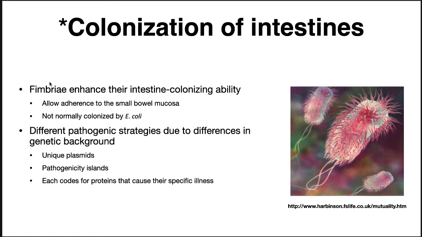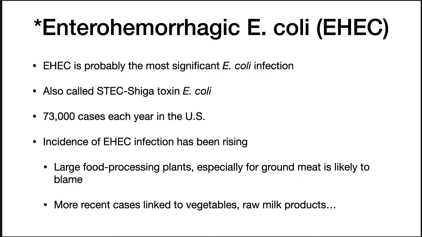EHEC is probably the most significant E. coli infection. It's also called STEC, or Shiga toxin E. coli. There are about 73,000 cases each year in the United States. The incidence of EHEC infection has been rising. This is partly due to large food processing plants, especially for ground meat, increasing in their prevalence. And this makes it more and more likely that you'll get these kind of infections. More recent cases have been linked to vegetables and raw milk products that have been contaminated with cattle feces.